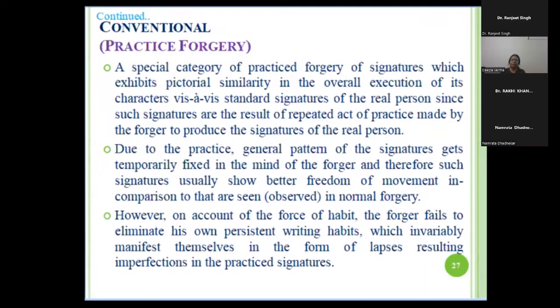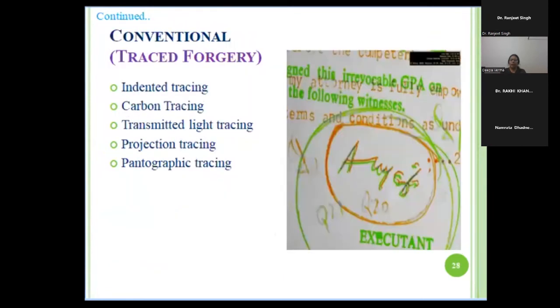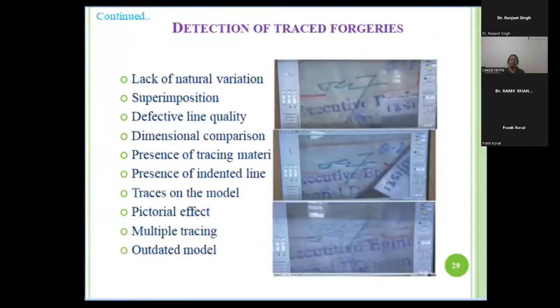So now, conventional trace forgery. This may be by intended tracing, carbon tracing, transmitted light tracing, projection tracing, or pantographic tracing. By tracing, we can identify lines near the genuine signature. Then detection of trace forgery: lack of natural variation will remain there. And you know, natural variation is a very, very important part of genuine signatures. Exact superimposition is never possible in the genuine signature of a person.